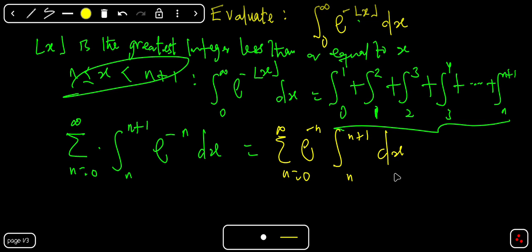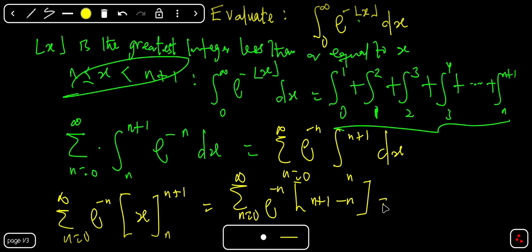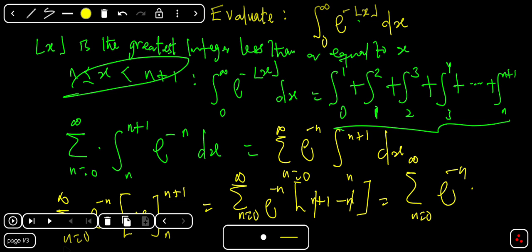All right, so if you integrate dx, don't forget what you're going to get is just x. So we are going to have the sum of n from 0 to infinity of e raised to the power of minus n, then x, with the limits n to n plus 1. So this will be equal to the sum of n from 0 to infinity of e raised to the power of minus n, times the bracket n plus 1 minus n. So n minus n will give us 0, so what you have now is 1. So we are going to have the sum of n from 0 to infinity of e raised to the power of minus n.